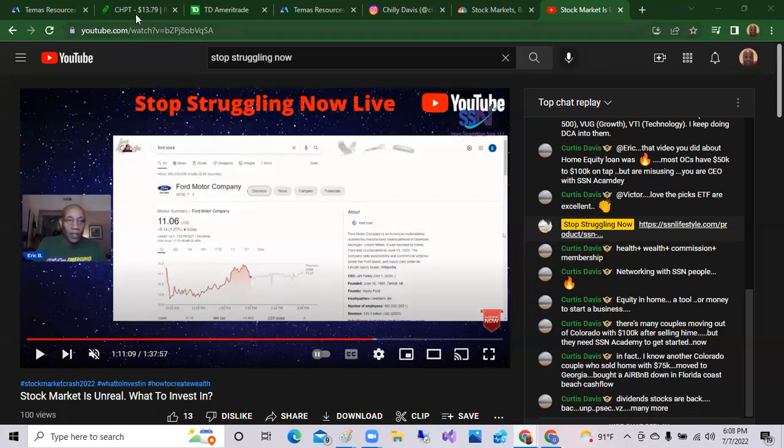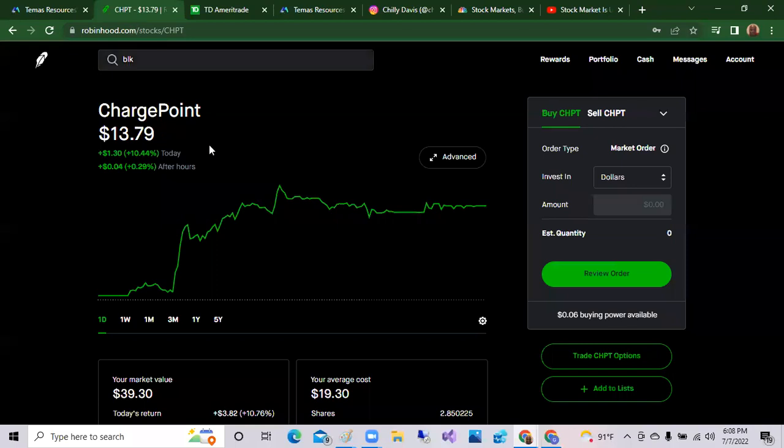So back to the stocks today. Again, ChargePoint was up 10.44% on the day. And again, like I said, the need for electrification of vehicles is growing rapidly.